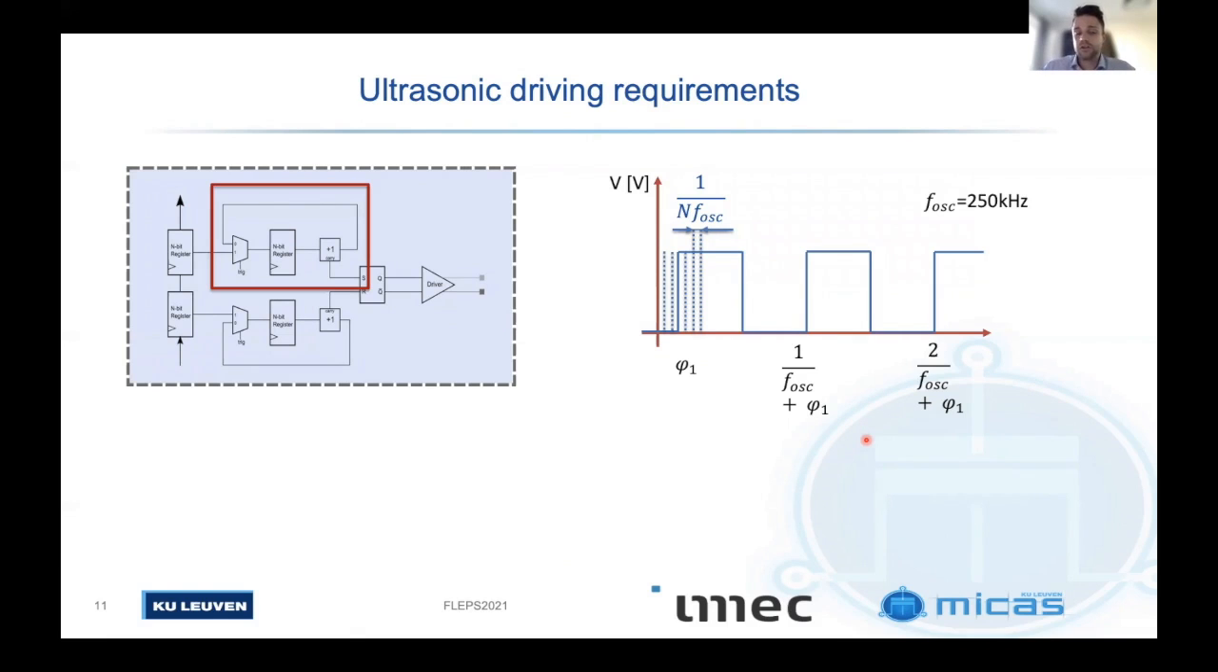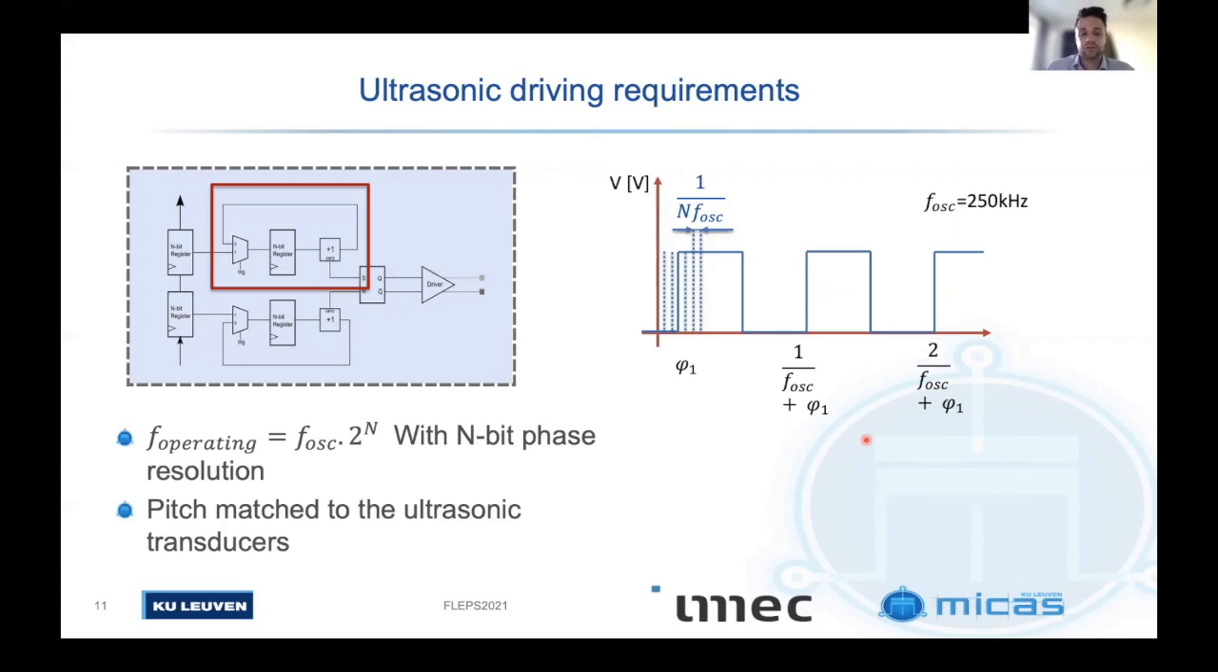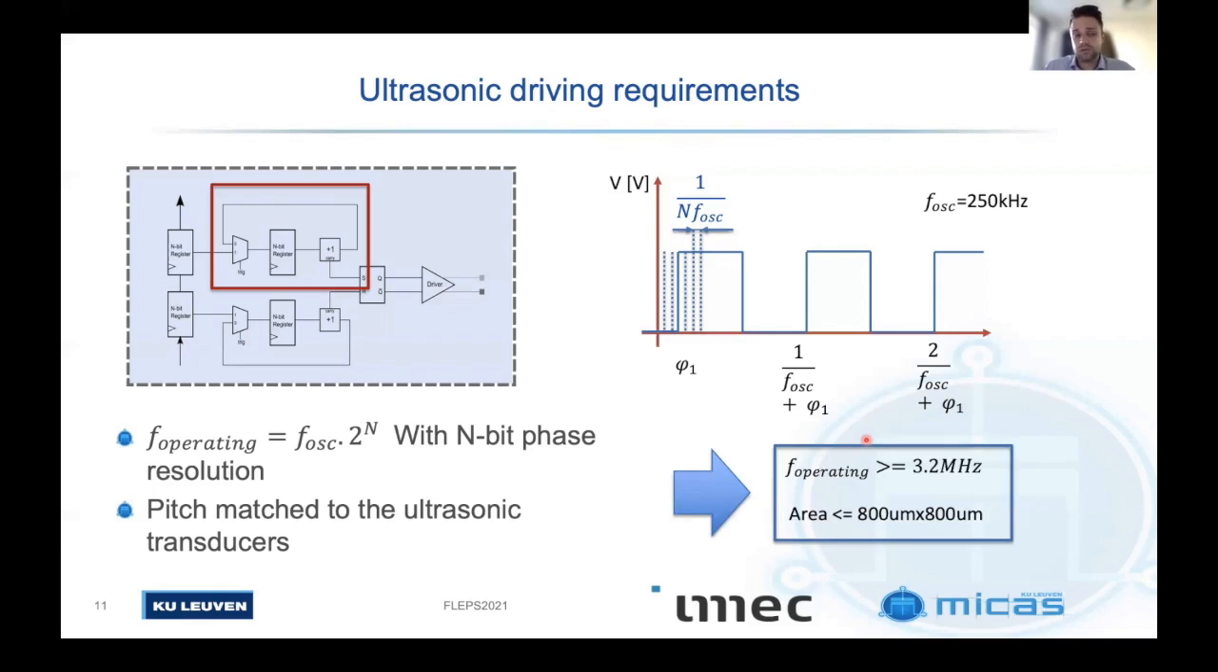If we need to create a periodic signal to activate these transducers with a certain phase resolution, we need to operate this counter at a higher operating frequency than the oscillating frequency. Actually, you need to operate this counter at a factor of 2 to the N faster than the oscillating frequency of the transducer. Not only the speed is important, as the logic needs to fit underneath the transducers, also the area is constrained, leaving us with the required specs as the following: the operating frequency of the logic underneath the transducer needs to exceed 3.2 megahertz, and the area should remain underneath 800 by 800 micrometers.